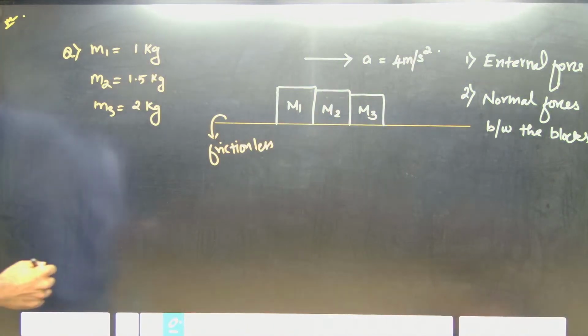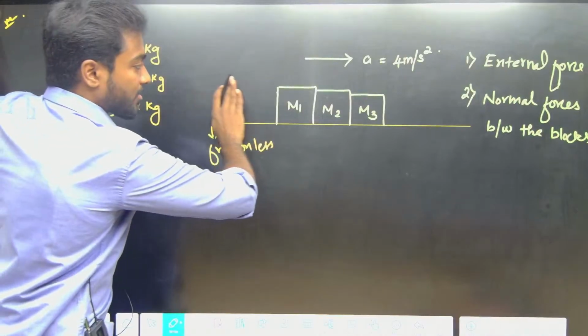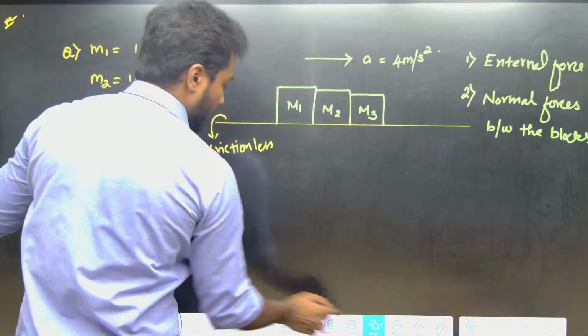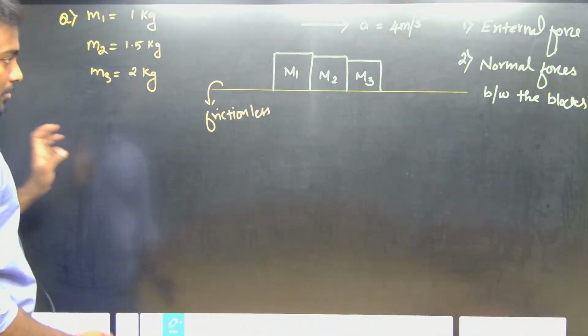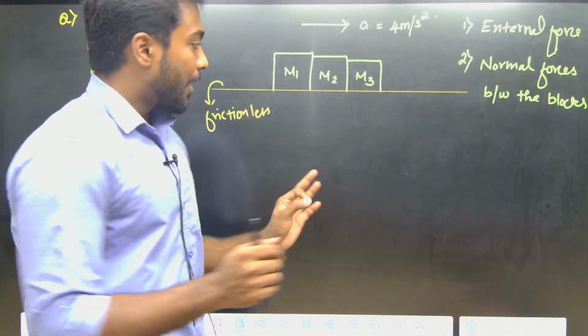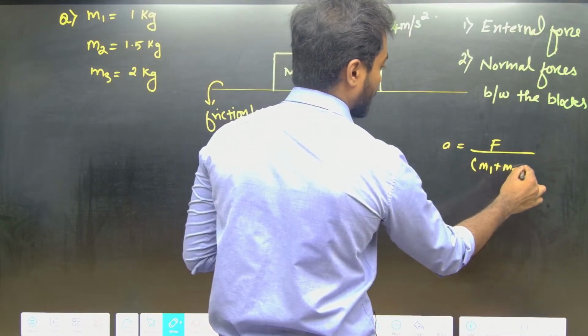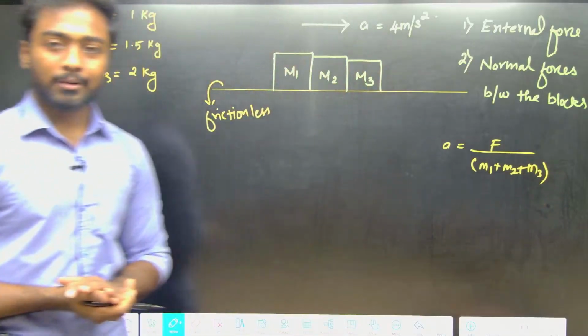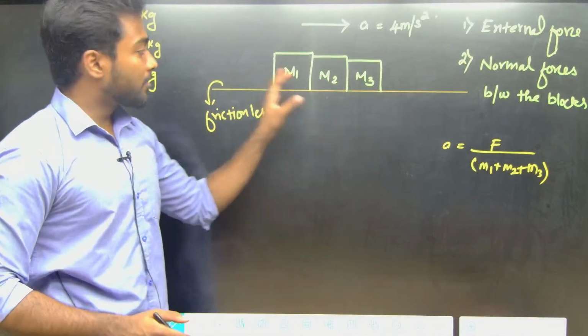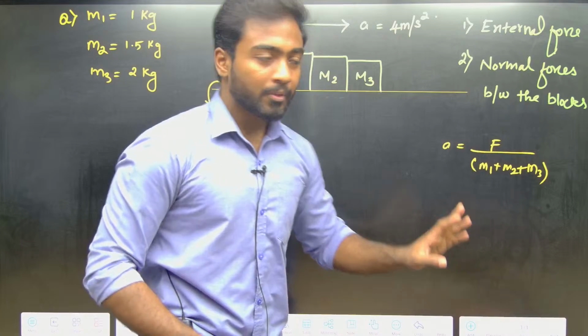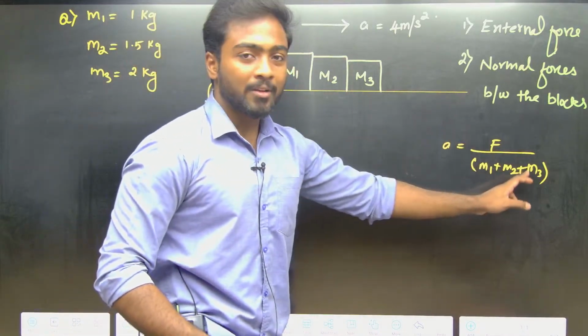I will consider the force is applied on M1, which means I am applying a force here. So obviously the block will move in the right direction with an acceleration of 4 meter per second square. Let us derive that. Yesterday I told a simple method: acceleration is nothing but force divided by the total mass, M1 plus M2 plus M3. If n masses are there, M1 plus M2 plus up to Mn.